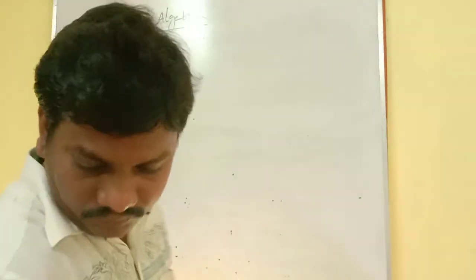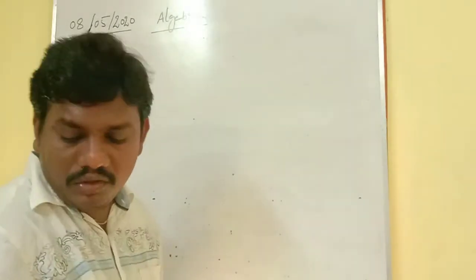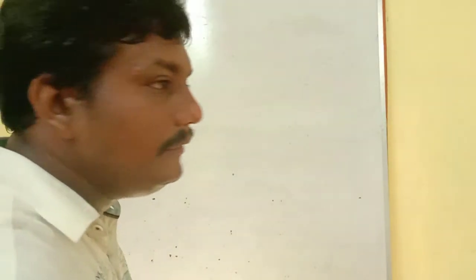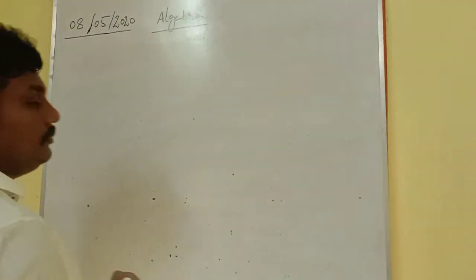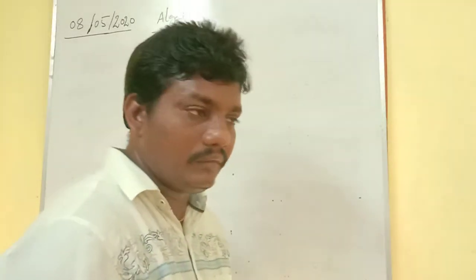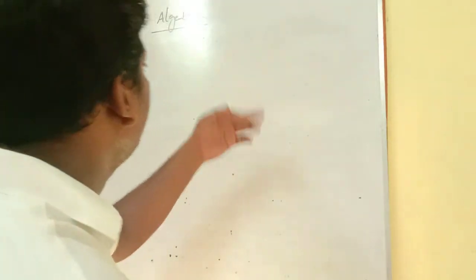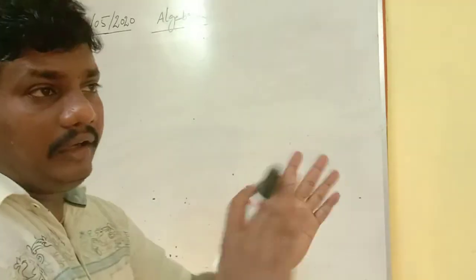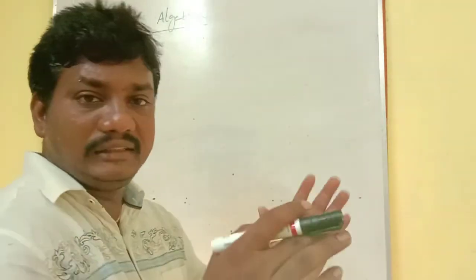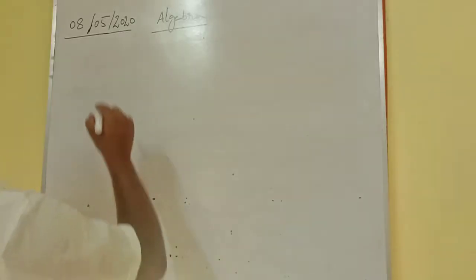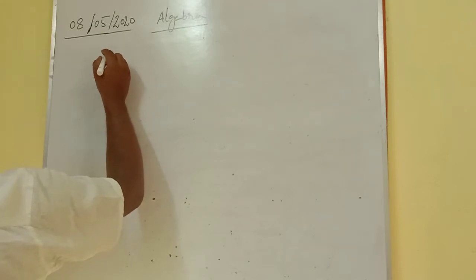Next step: degree. What is the degree? Before going to the degree, you have to know the different types of polynomials based on their terms. Suppose, monomial.